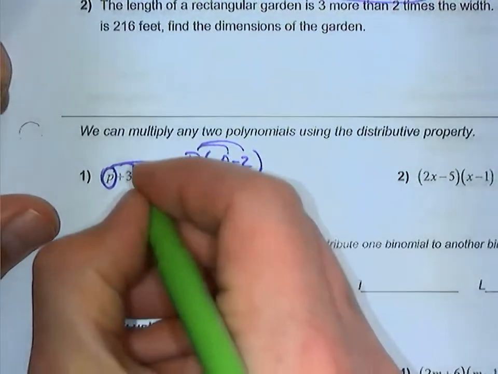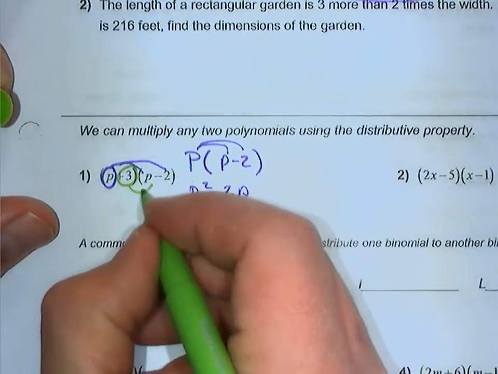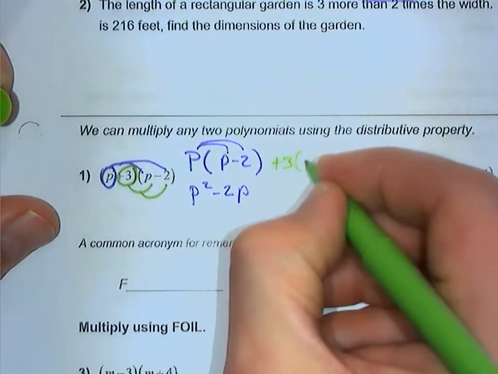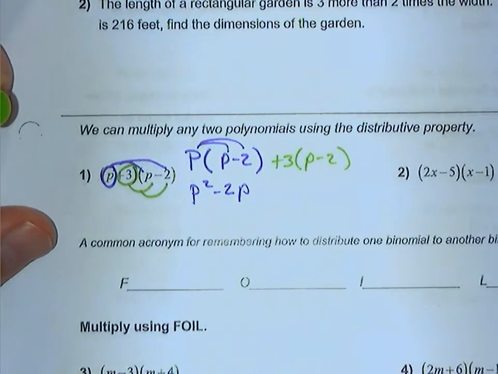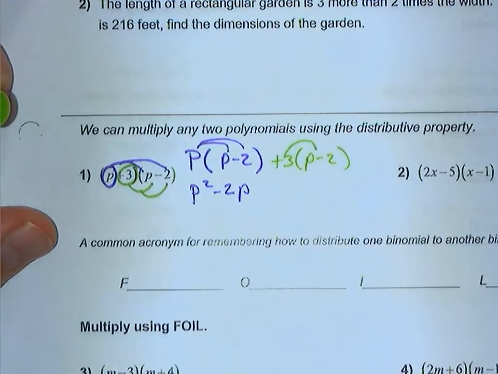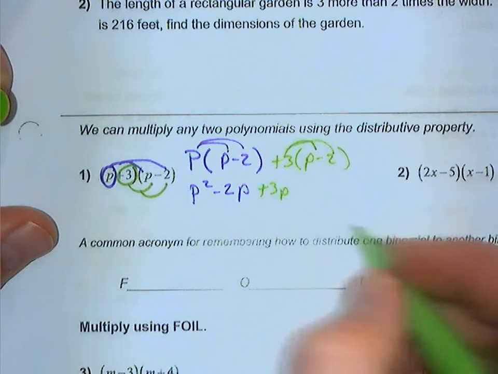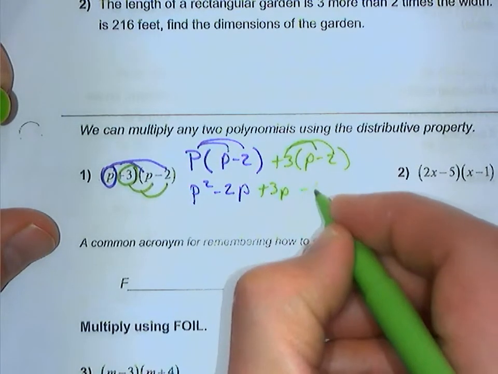But then I got this other term here. I got this 3, plus 3. And I want to take that plus 3 times each term. So I'm taking this plus 3 times p minus 2. Okay, so we're going to take that 3 times p. That's 3p. And we got 3 times negative 2, which is negative 6.